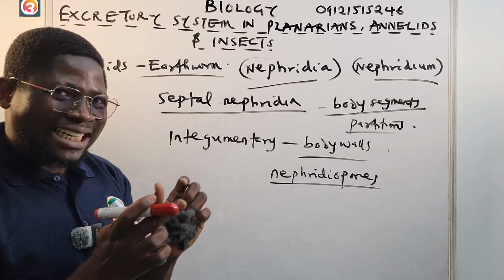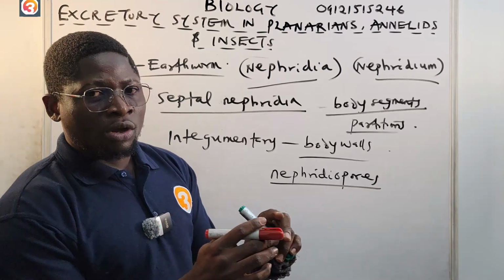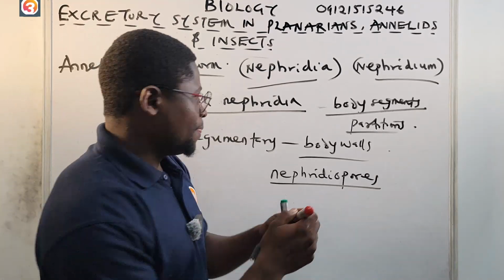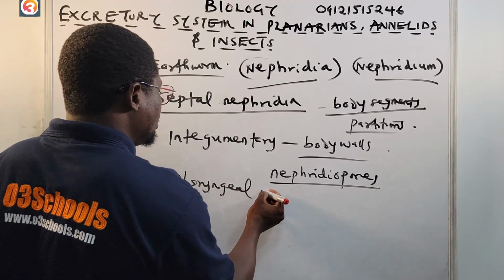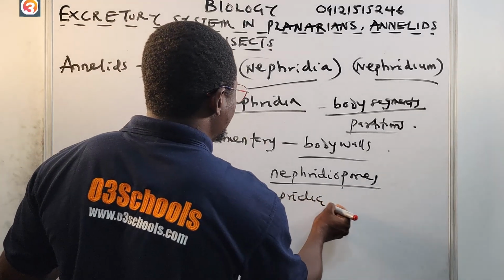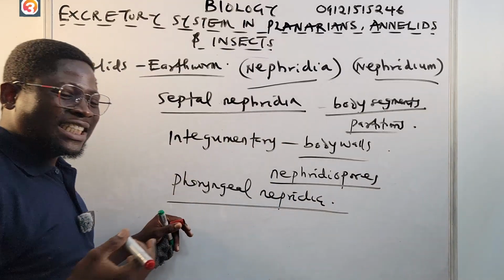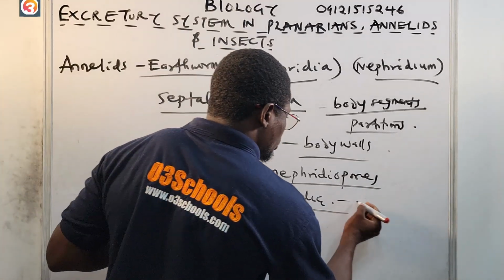Then lastly, there's another one called the pharyngeal nephridia. This pharyngeal nephridia is found near the throat region.